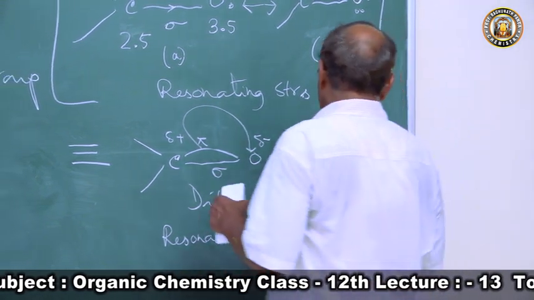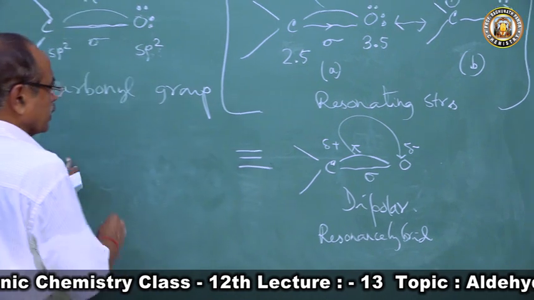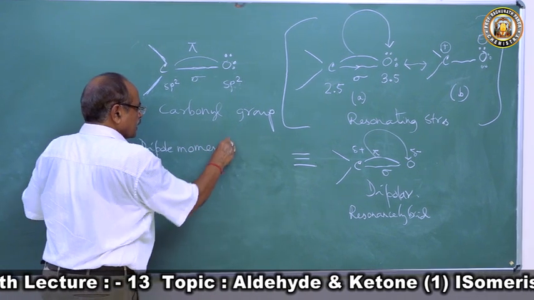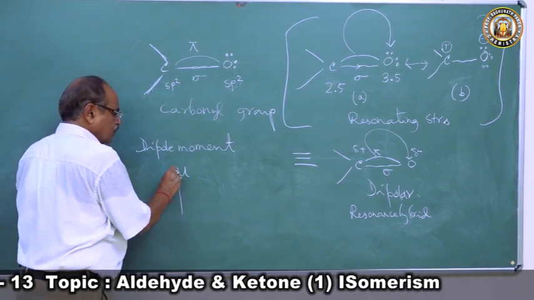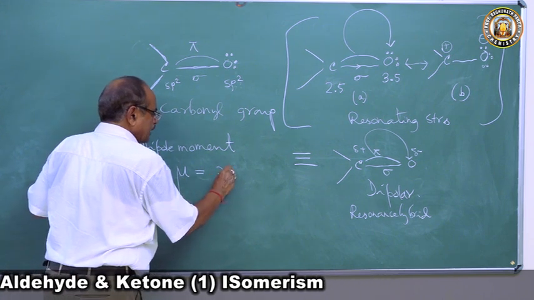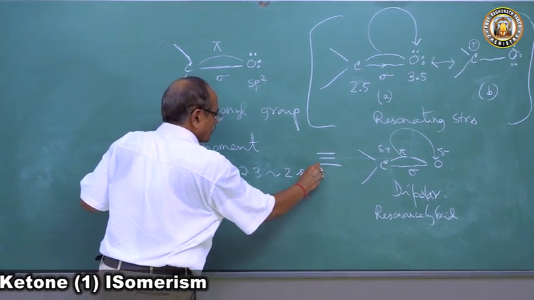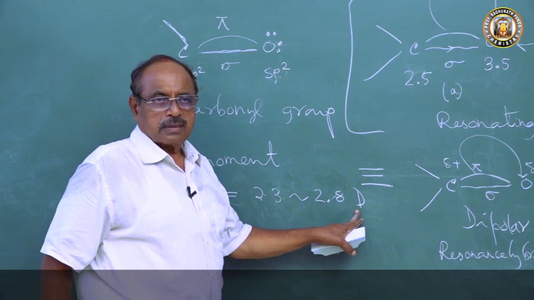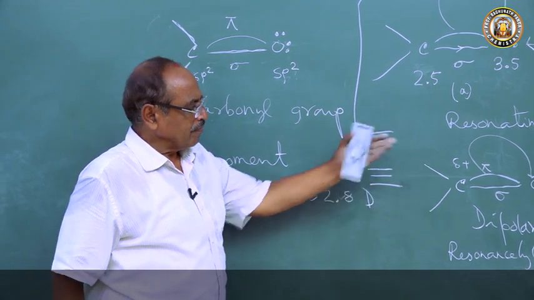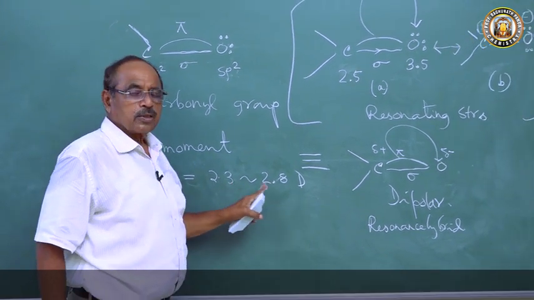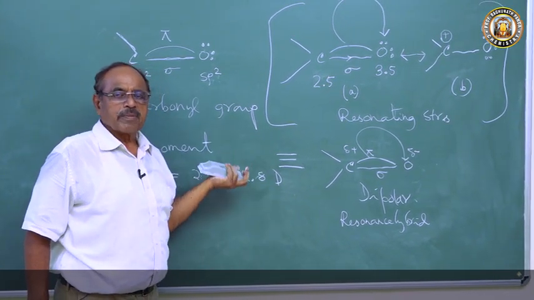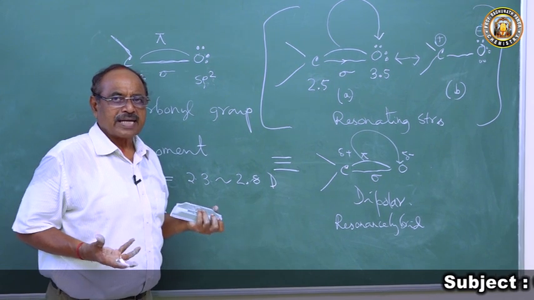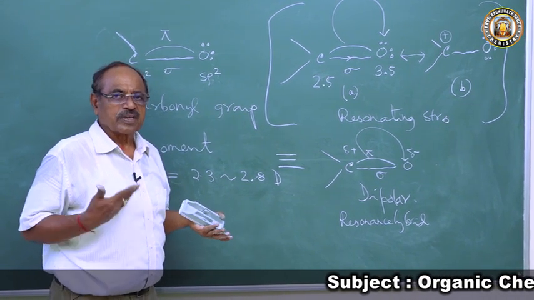The carbonyl compounds generally have a strong dipole moment. All carbonyl compounds have a strong dipole moment. The symbol for dipole moment is mu, and the unit for dipole moment is debye. It comes around 2.3 to 2.8 debye. Almost all carbonyl compounds have a very strong dipole moment, 2.3 to 2.8. So they are very reactive molecules. All carbonyl compounds are very reactive.